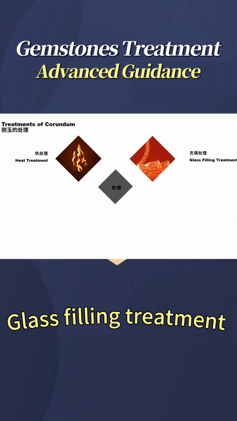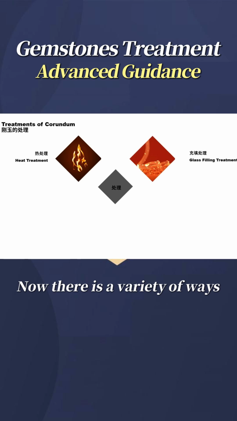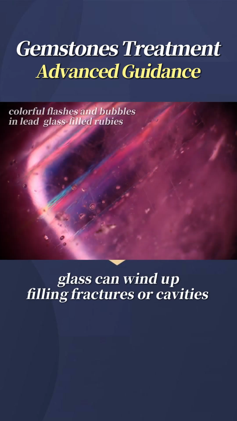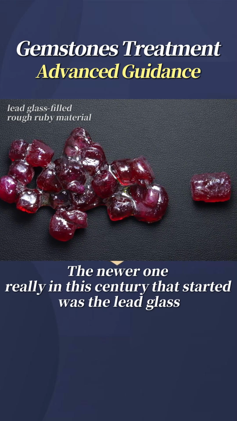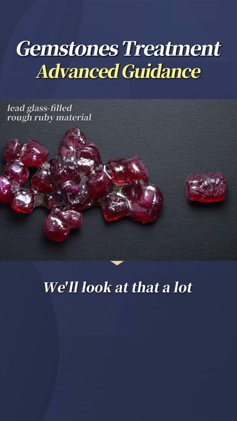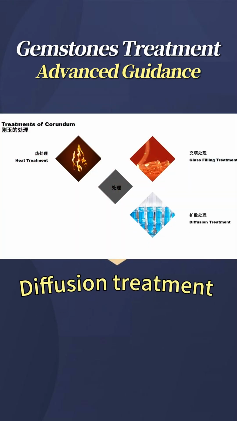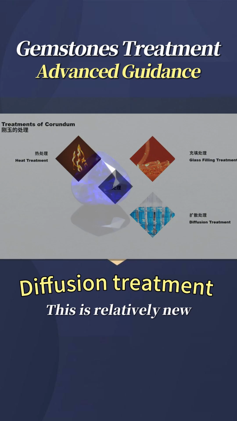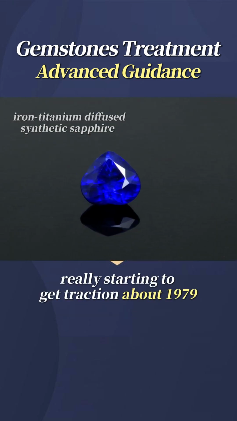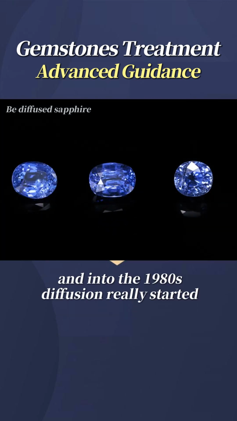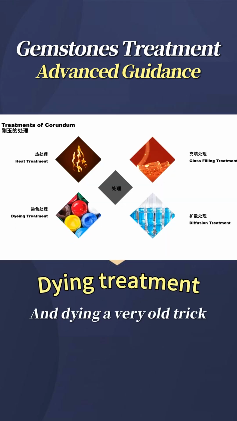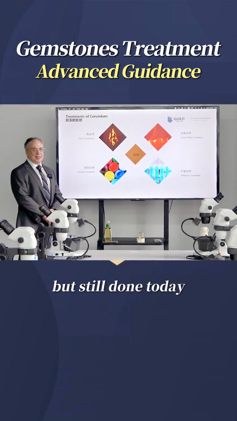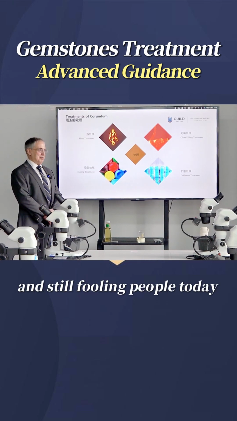Glass filling treatment. Now there is a variety of ways glass can wind up filling fractures or cavities. The newer one, really in this century that started, was the lead glass. We'll look at that a lot. Diffusion treatment. This is relatively new, really starting to get traction about 1979 and into the 1980s. And dyeing, a very old trick, but still done today and still fooling people today.